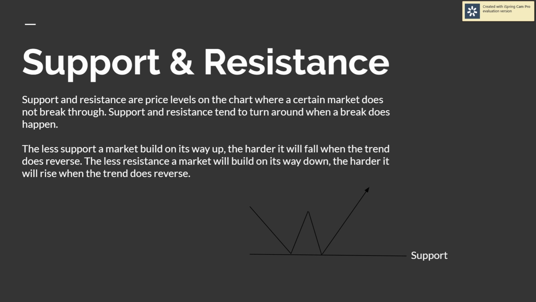That's true. The less support a market built on its way up, the harder it will fall when the trend does reverse. The less resistance a market built on its way down, the harder it will rise when the trend does reverse. So support and resistance can be good and bad things, but overall we just need them to make trades.